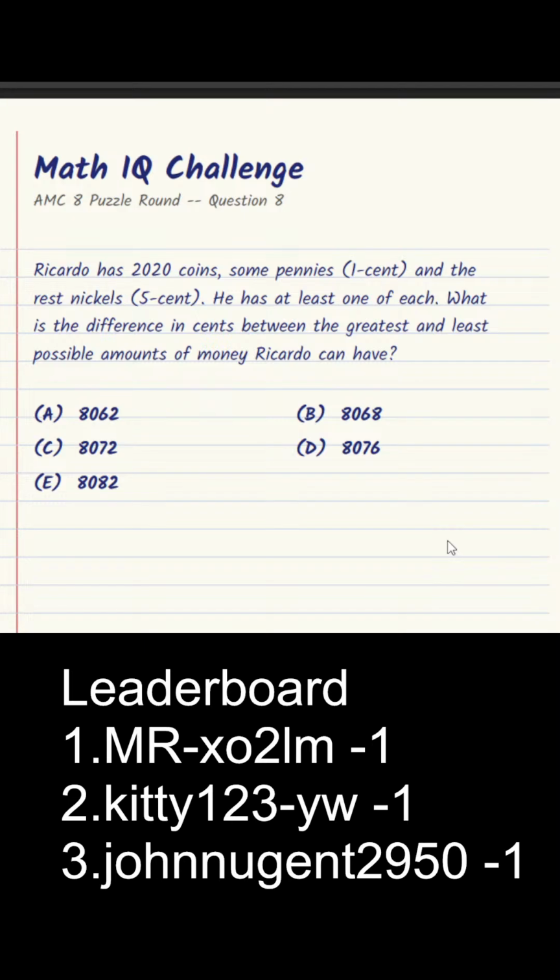And the options are 8062, 8068, 8072, 8076, and 808. This is in cents, so the difference in the amounts. You can think about the question and try to solve it. If you get some answers, you can write them in the chat and we'll see if they are correct, and then we'll solve the question and find the correct answer. So good luck with it.